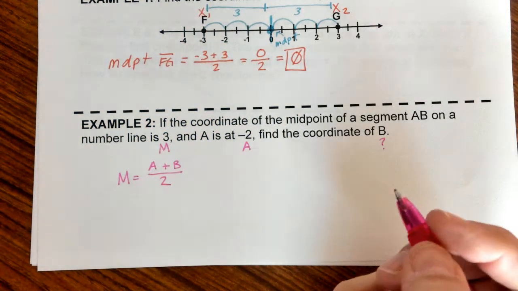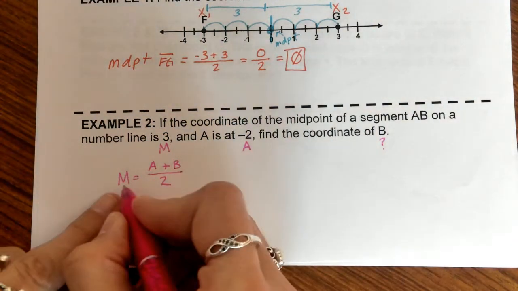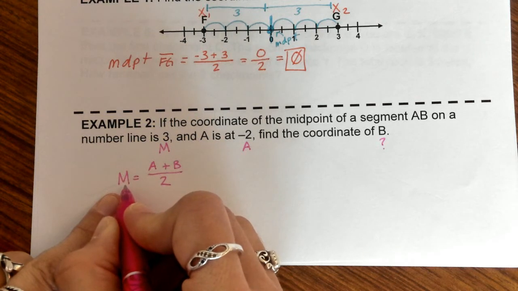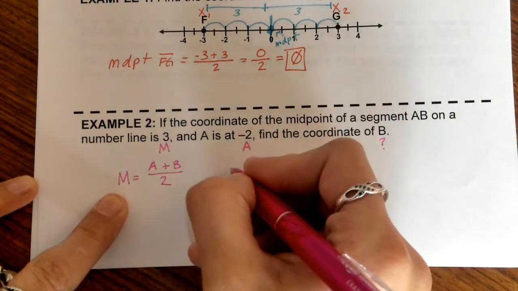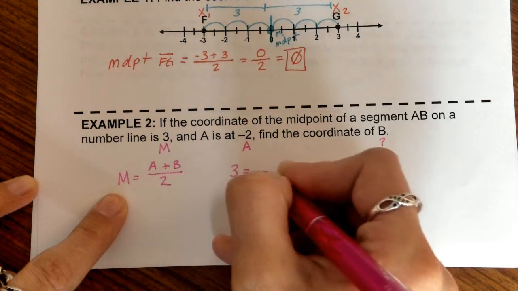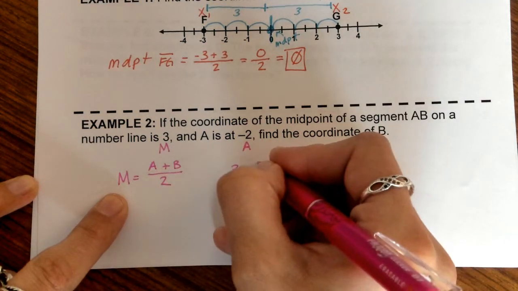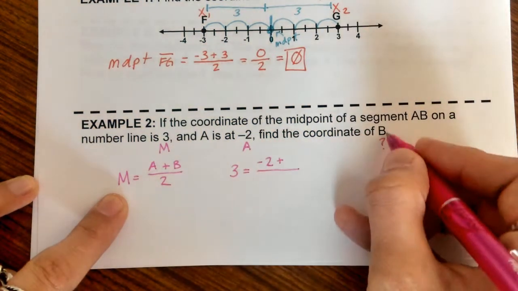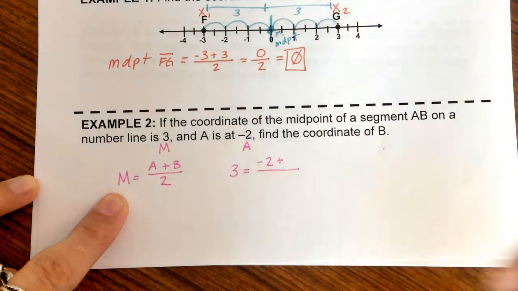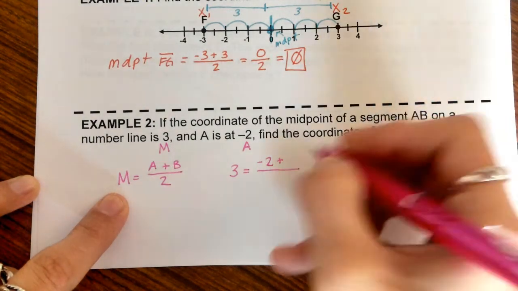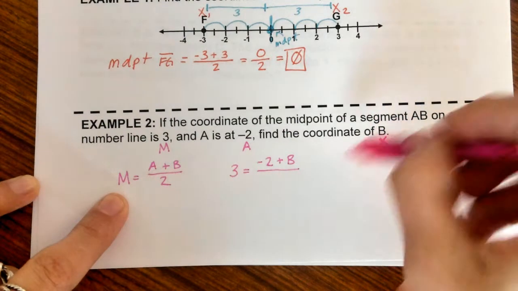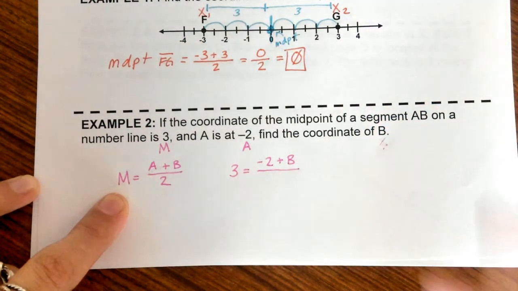So let's take a look at what happens here. Let's substitute in. Our midpoint was 3. That is equal to A, negative 2, plus B, which we could put in as X, our variable, or we could just put in B. We'll just leave it as B.